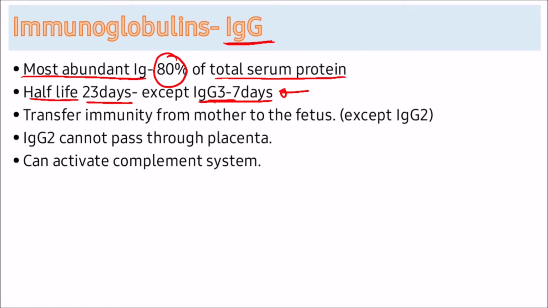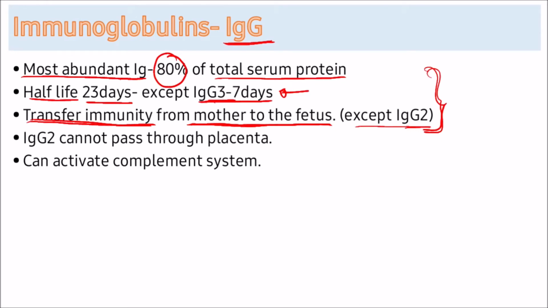Although IgG has the highest half life among all the Igs, IgG3 has 7 days of half life. And it is the only immunoglobulin or antibody that transfers immunity from mother to the fetus during pregnancy, except IgG2. So there are two exceptions as we studied till now. So it transfers immunity from mother to the fetus.